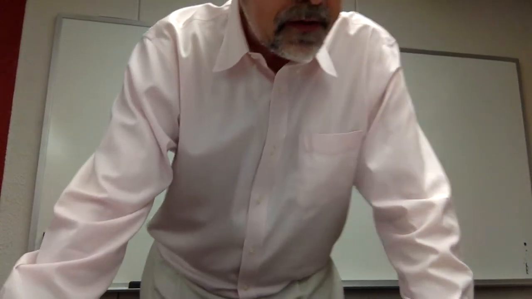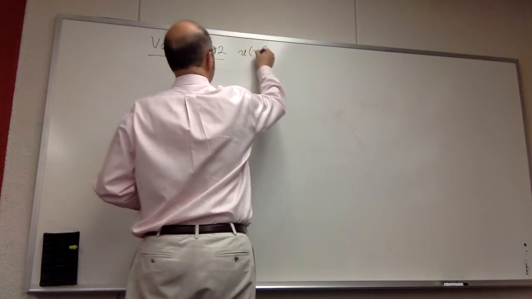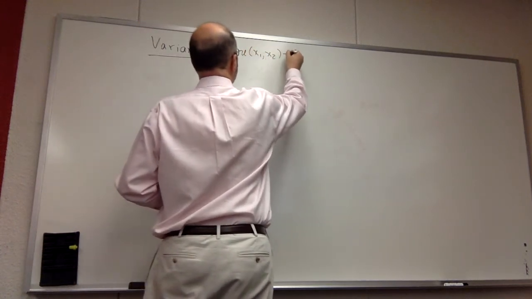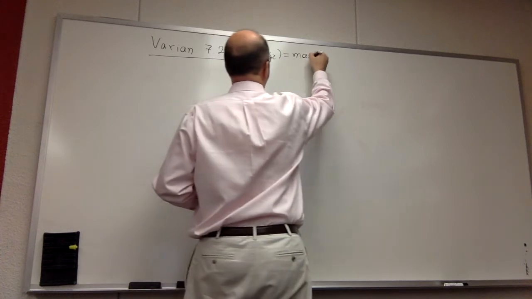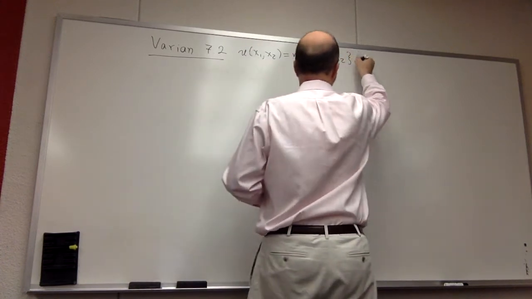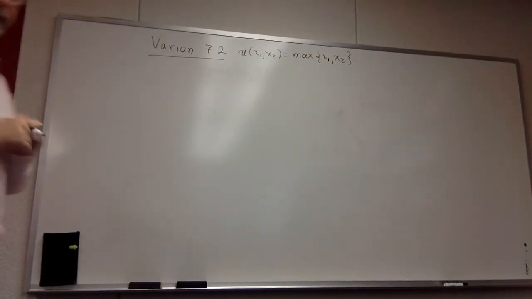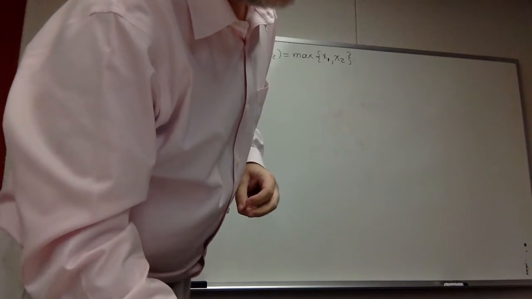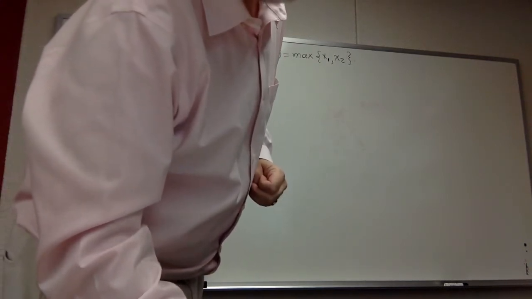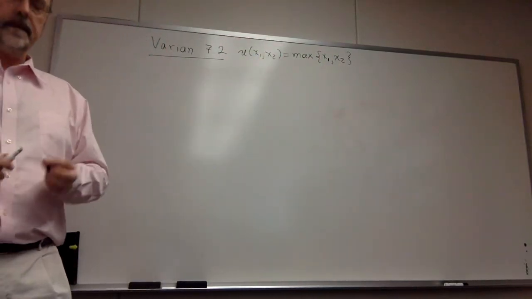Okay, so 7.2, a consumer has a utility function U(x1, x2) equals max{x1, x2}. All right? Then, what is the consumer's demand function for good 1? What is the indirect utility function? What is the expenditure function? These are the questions here.